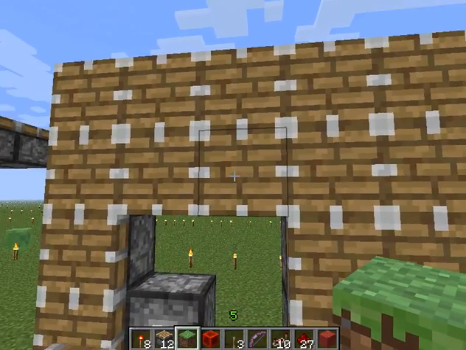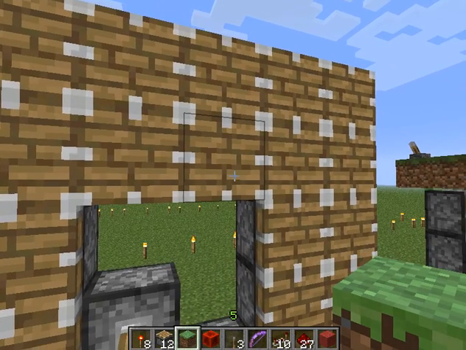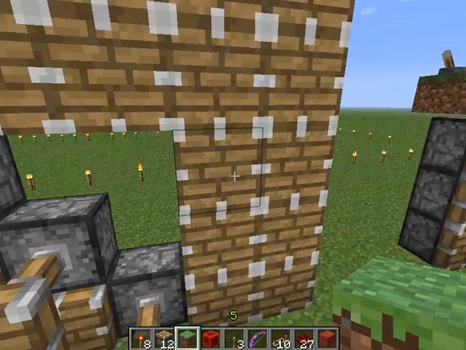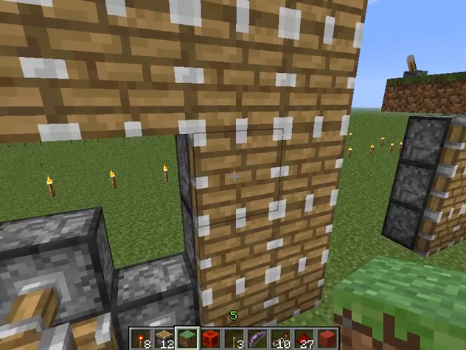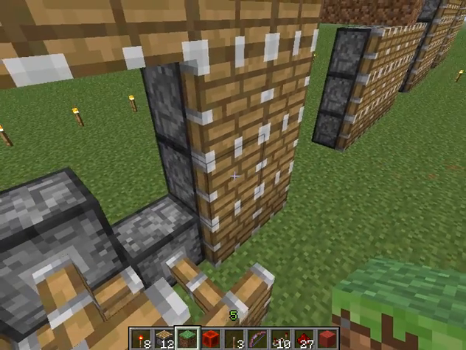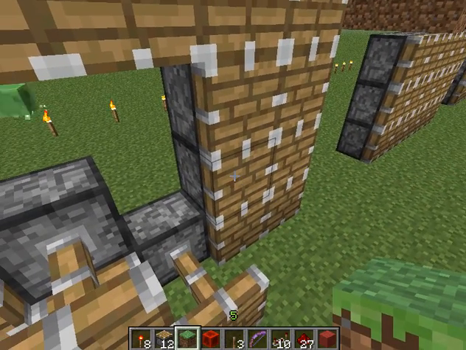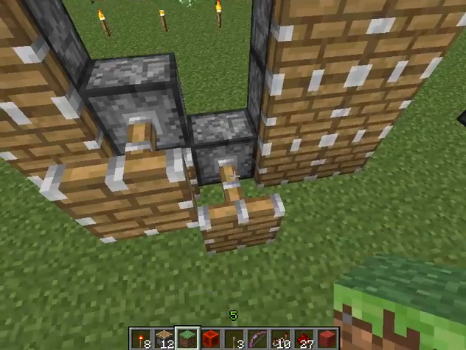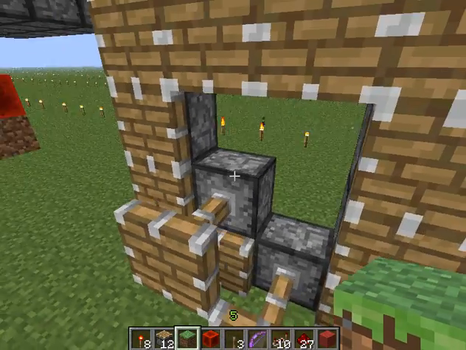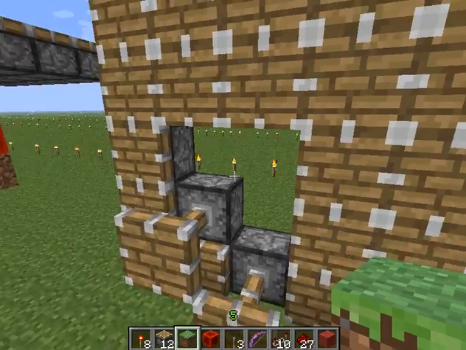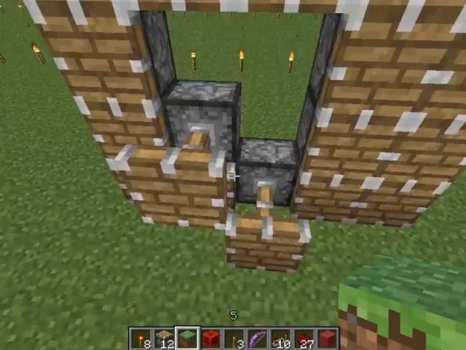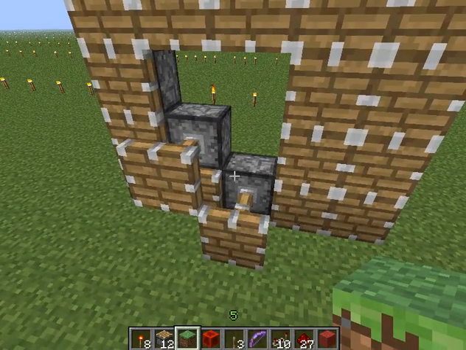This one retracted because the block update of breaking the redstone block happened. This one retracted for the same reason. And this one retracted because the one above it retracted and caused it to block update. Neither of these retracted because there's nothing around them that changed, except diagonally, and diagonally doesn't count for block updates.